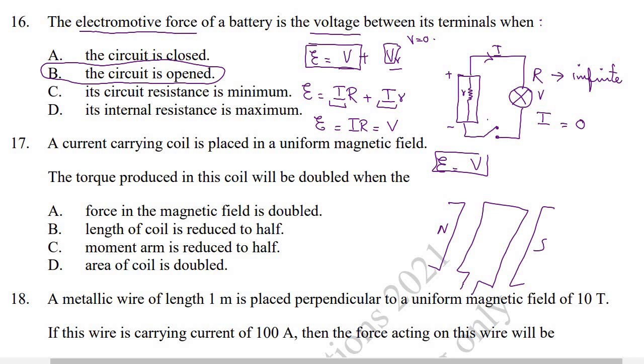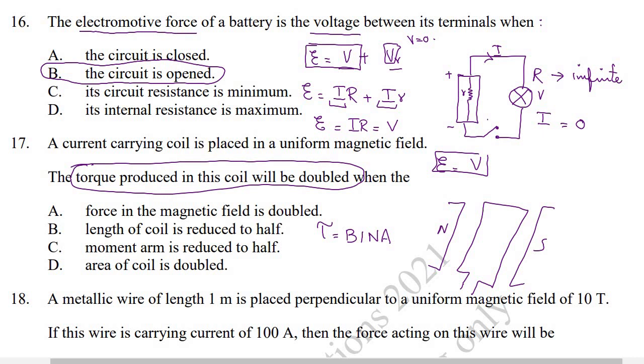So we know that on this coil or the armature there will be a torque that will be equal to BINA. So torque will be equal to this, and the question says that the torque produced in the coil is doubled. Torque will be doubled with increasing these four factors: magnetic field, current, number of turns and area. So among those four options, the correct answer is option D, that if we double the area of the coil, then the torque acting on that armature or the coil will be doubled. So the correct answer is option D.